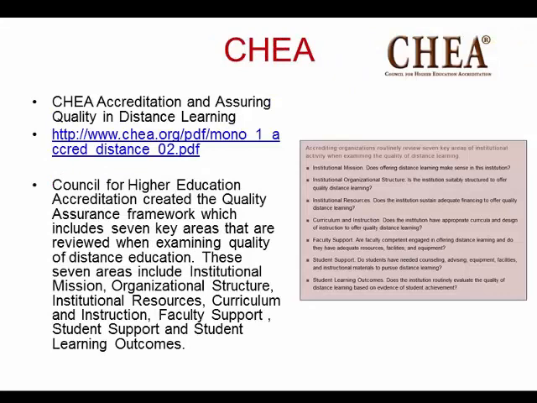And those rubrics are all public, and anybody could download them. It's free. So I wanted to share that with you. And here's another organization called CHEA, which is the Council for Higher Education Accreditation.